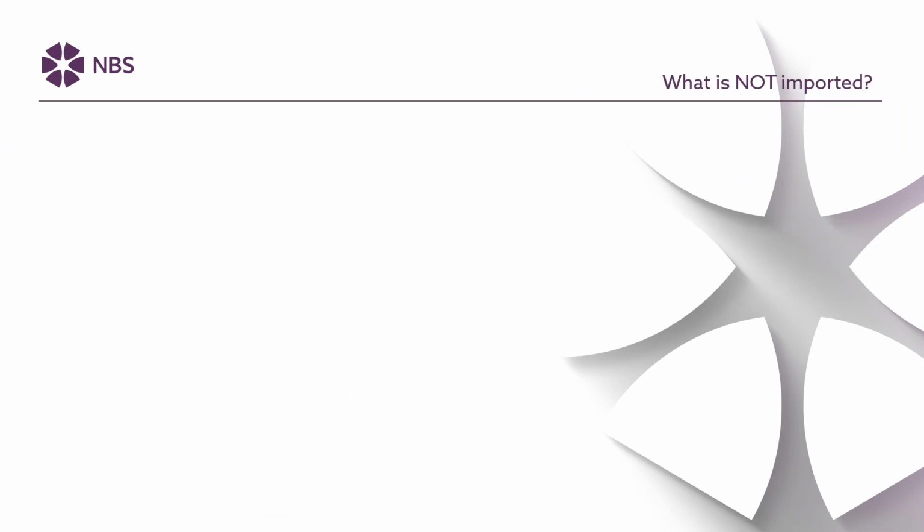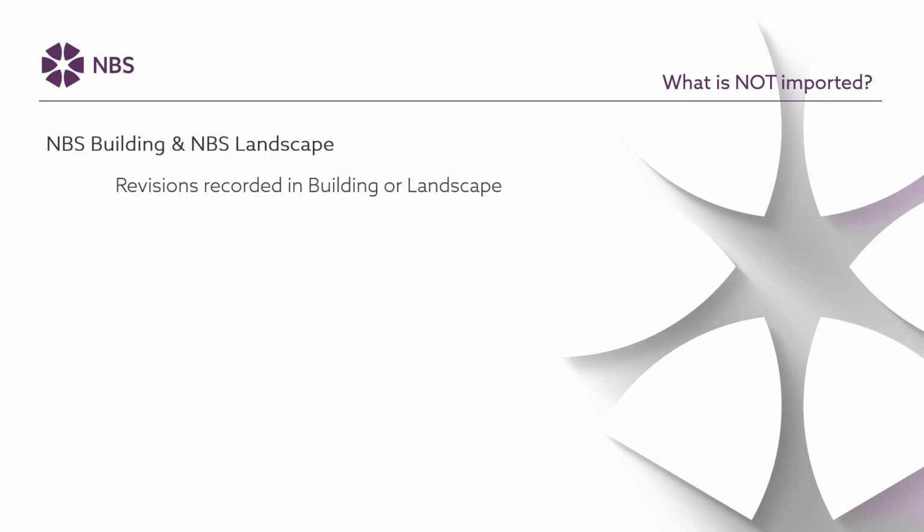So we know what is imported, but it's also important to know what is not imported. So again, starting with NBS Building and Landscape. Revisions recorded in Building and Landscape are not imported. Once the specification is imported, however, you will be able to track future changes in Chorus moving forwards. You do need a Chorus 2 or above subscription, however, to use that feature. I'll mention more about this towards the end of the webinar when we discuss important actions and recommendations.